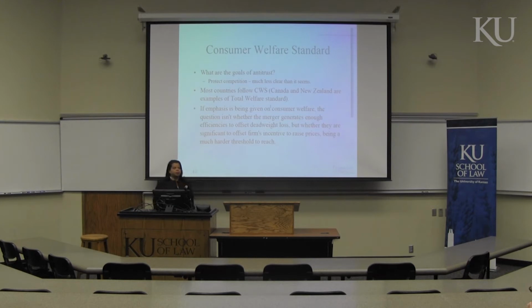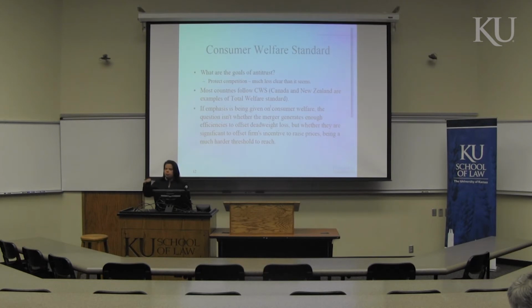Which brings us to the standard we're using in the United States. It's the Consumer Welfare Standard. And that goes to the very key question of what the goals of antitrust are. We say, yes, antitrust is trying to protect competition, which is much less clear than it seems. When I was teaching industrial organization and antitrust policy in the economics department, I used to tell my students that competition is the ability of two firms that are equally efficient to compete in the same market should they want to. But that's not necessarily what the Consumer Welfare Standard is trying to get to.